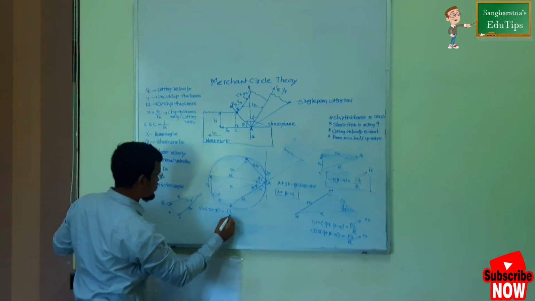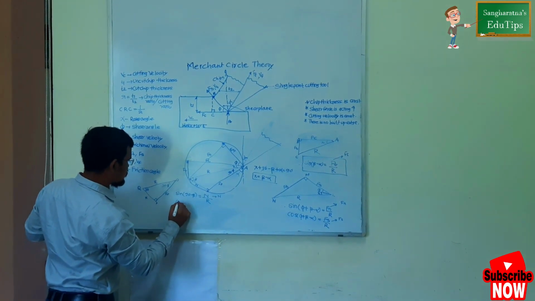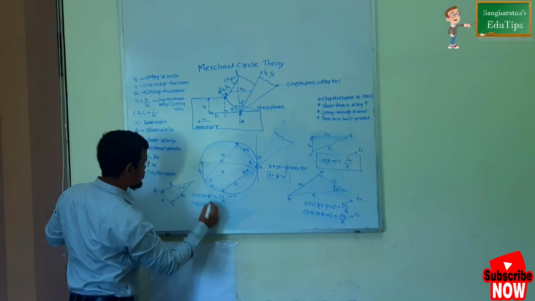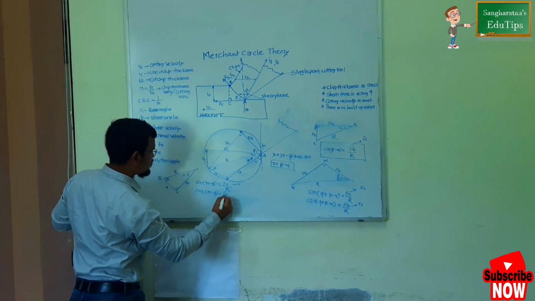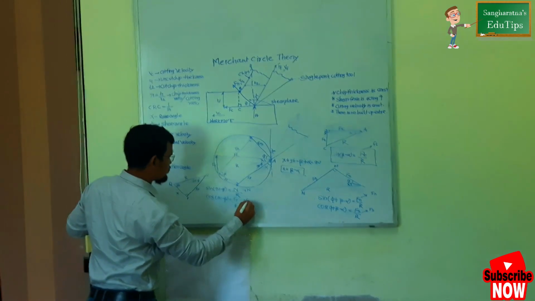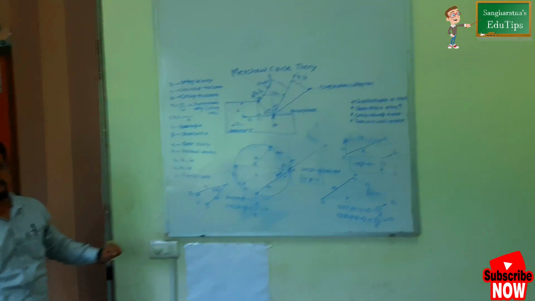Hypotenuse is what? Resultant, right? So from here we will get this normal force. Okay, so cos of 90 minus beta, what is this? Adjacent upon hypotenuse, right? So from here we will get Fm. So all the forces we are able to see, we can derive from this equation.